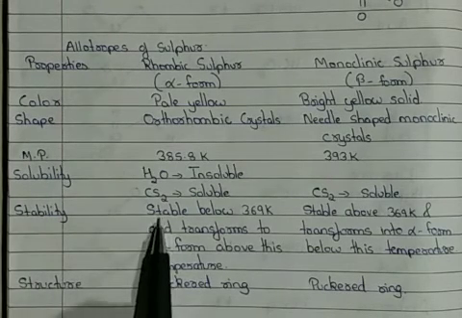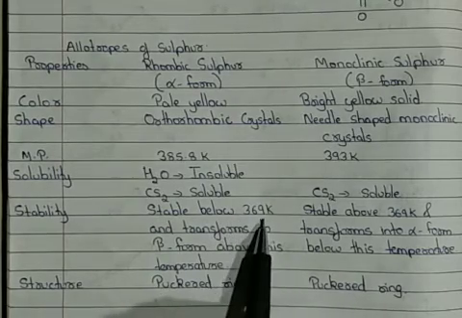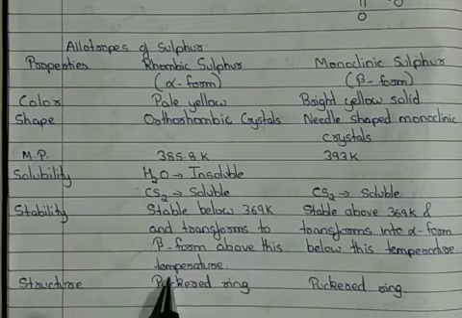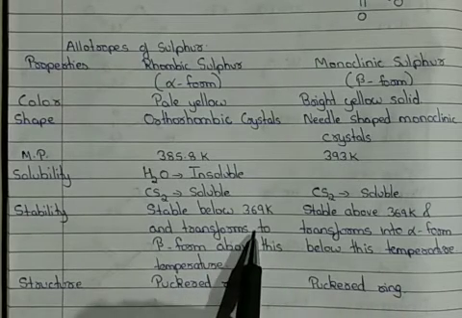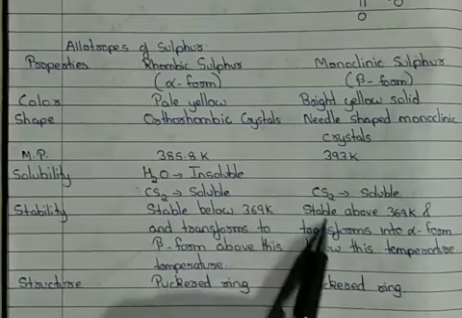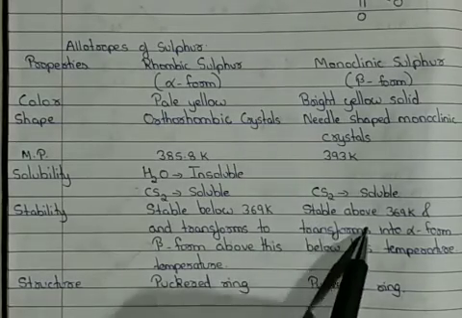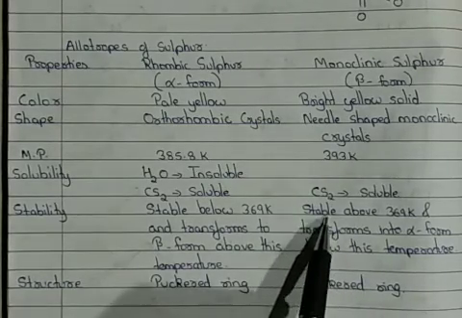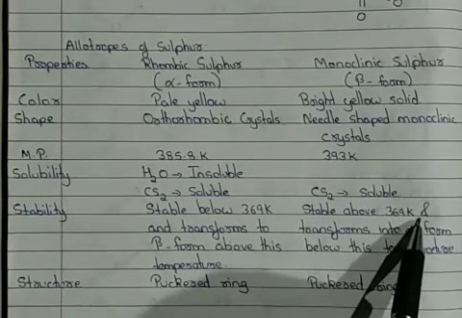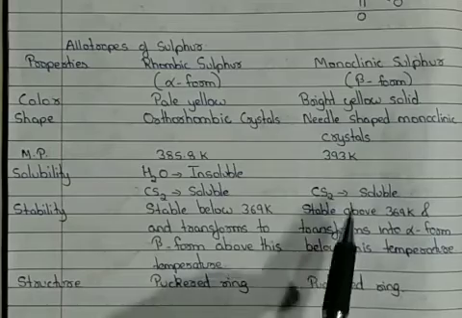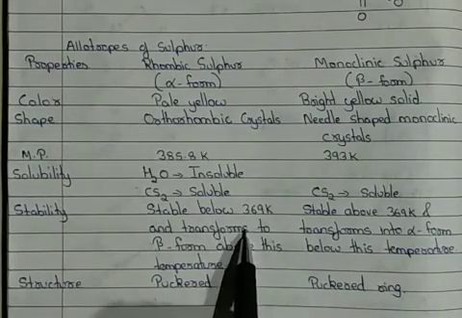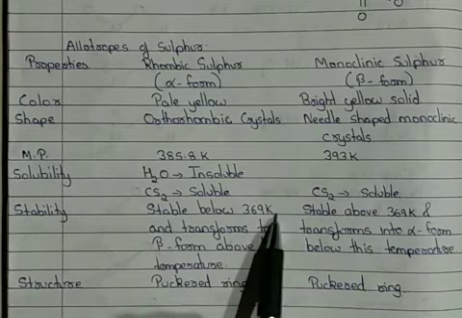Rhombic sulfur is stable below 369 Kelvin and it transforms to the beta form above 369 Kelvin. Okay, below 369 it is stable, whereas above 369 it goes to the beta form. Exactly the same you are going to write here: monoclinic sulfur or beta form is stable above 369 Kelvin and transforms into the alpha form below this temperature. So 369 Kelvin is taken as the transition temperature.